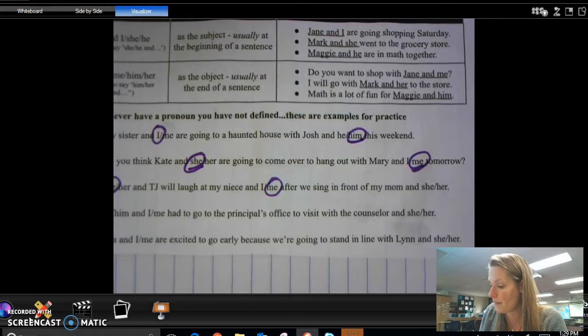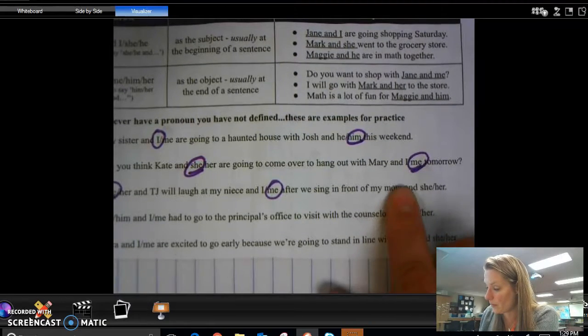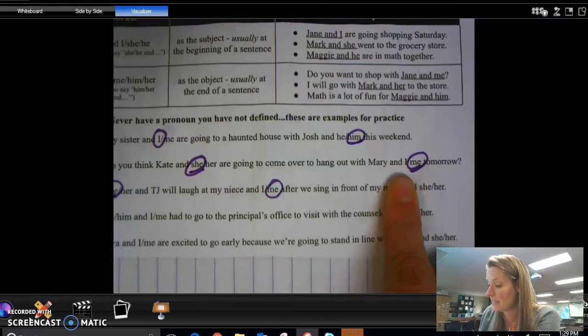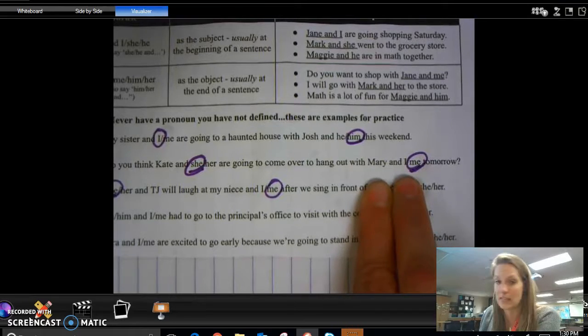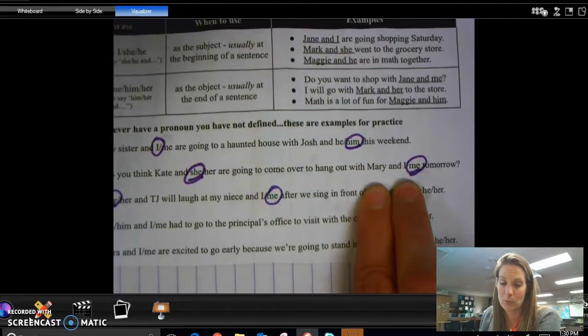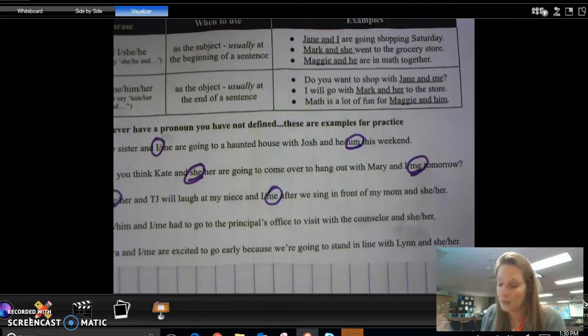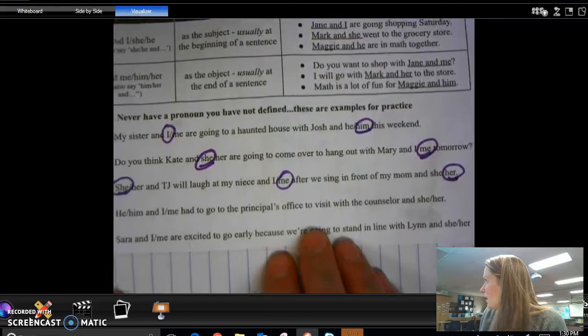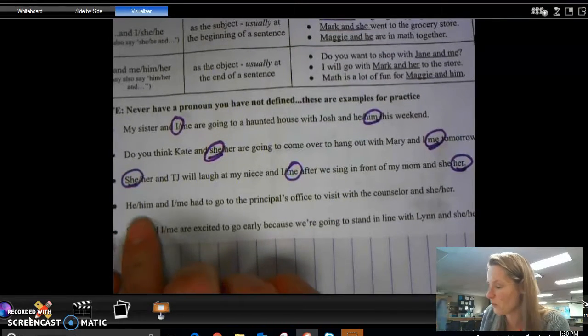In front of my mom and her or she. So I'm going to cover up my mom and. They will laugh at me, at my niece and me after we sing in front of she, or after we sing in front of her. Which one makes sense? Okay, there's her. Good job. Okay, two more, and I'm going to have you go ahead and practice as we go through here.